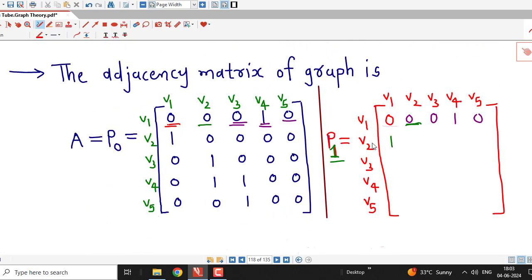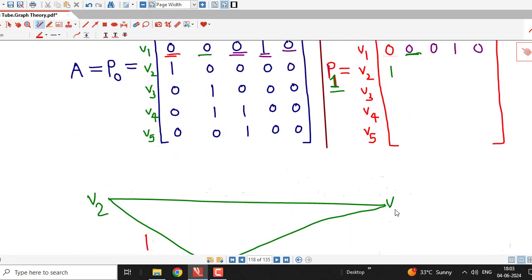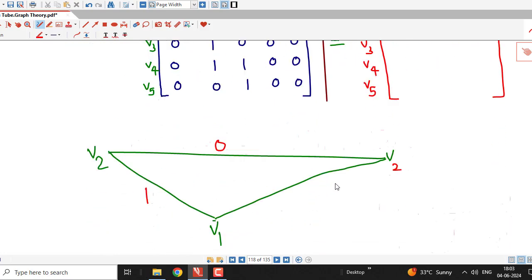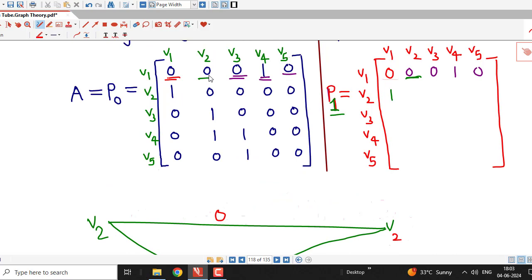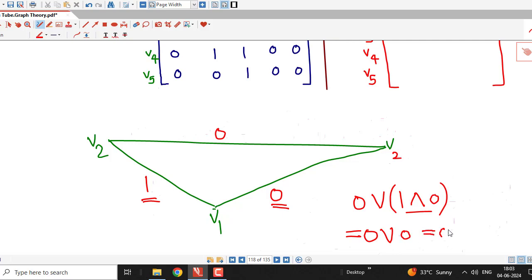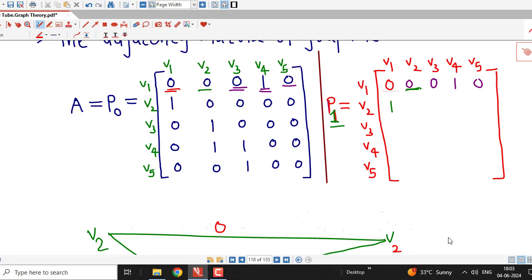And now I am writing from V2 to V2. So let me check. Here from V2 to V2 I have 0, so I am writing 0 here. And from V1 to V2 also I have 0, so here I am writing 0. Now I have to consider the AND operation between these two, and first I am writing this 0. 0 or 1 and 0, that is 0 or (1 and 0), will give me 0, so I will obtain 0 here. So which entry is 0?